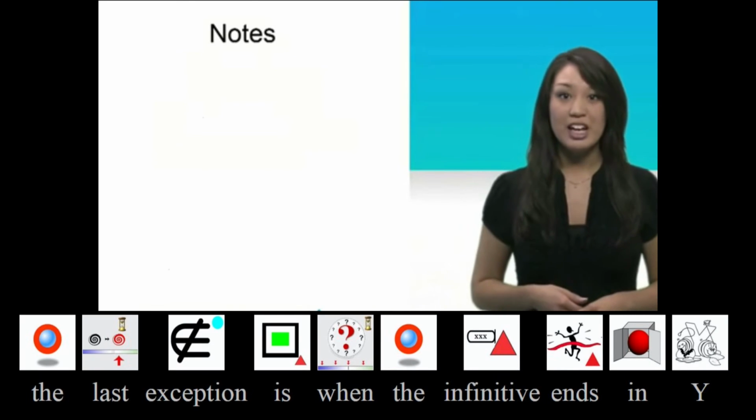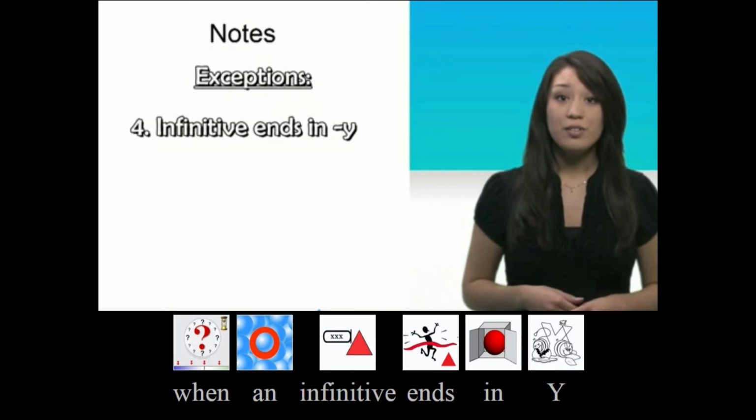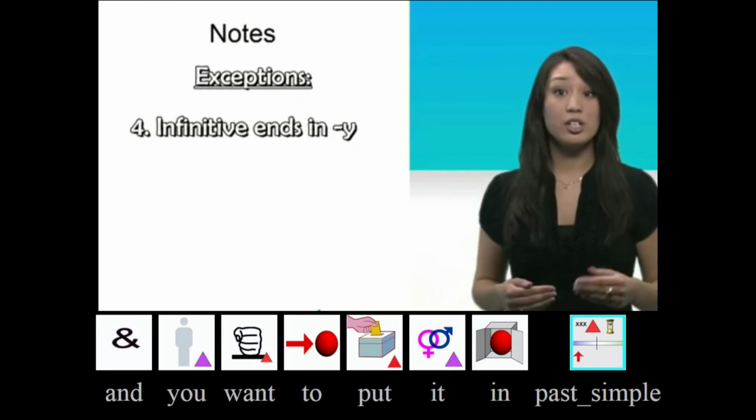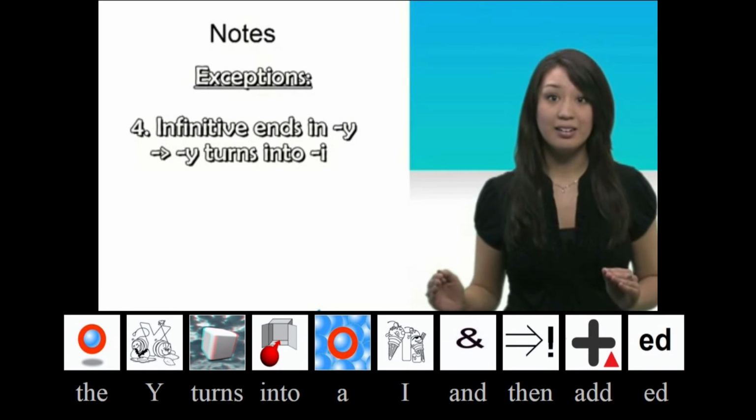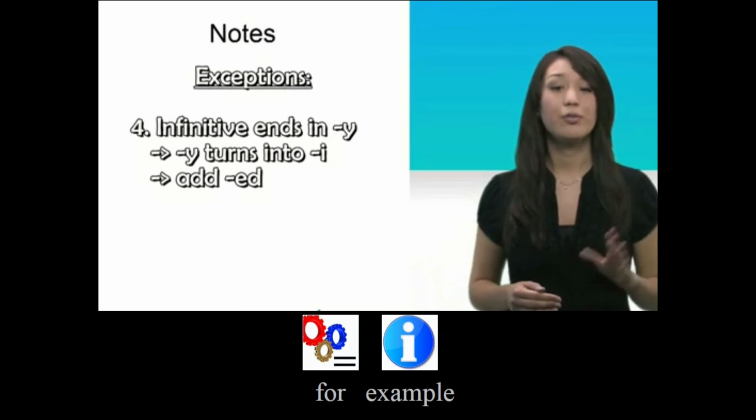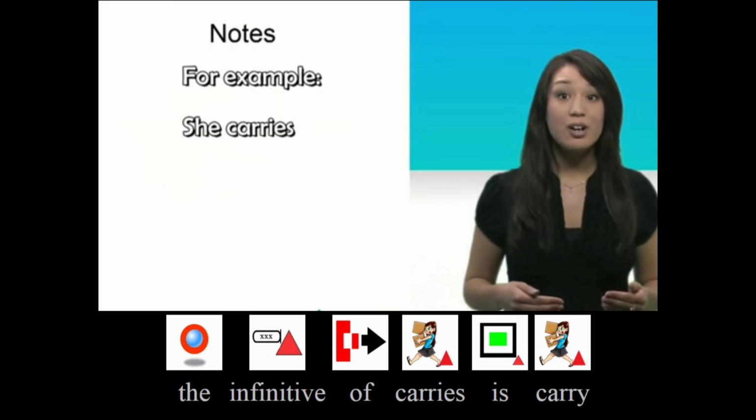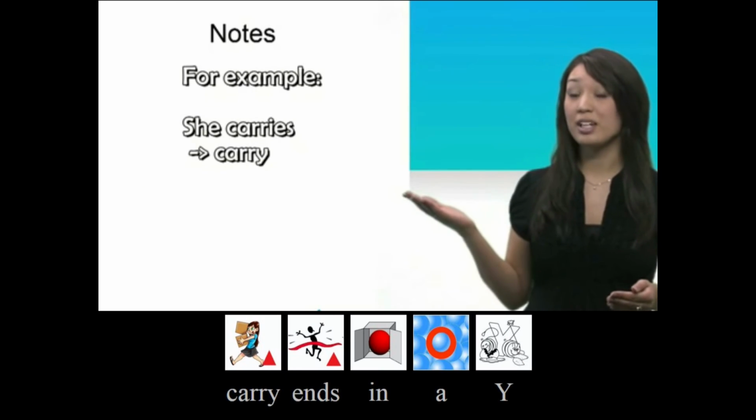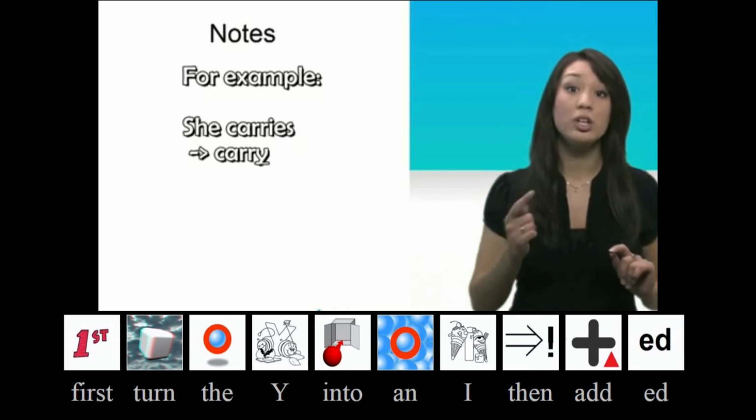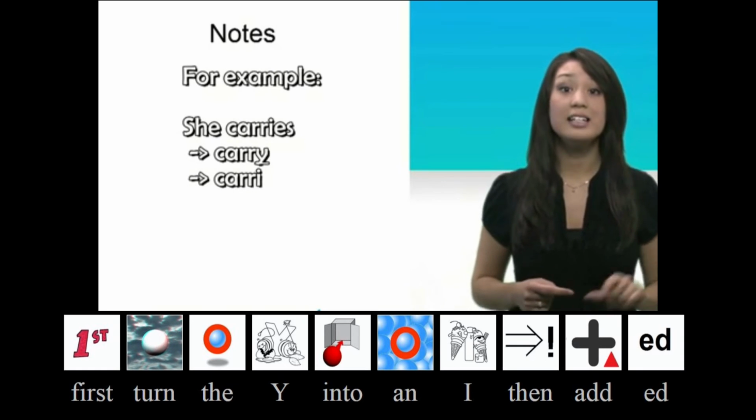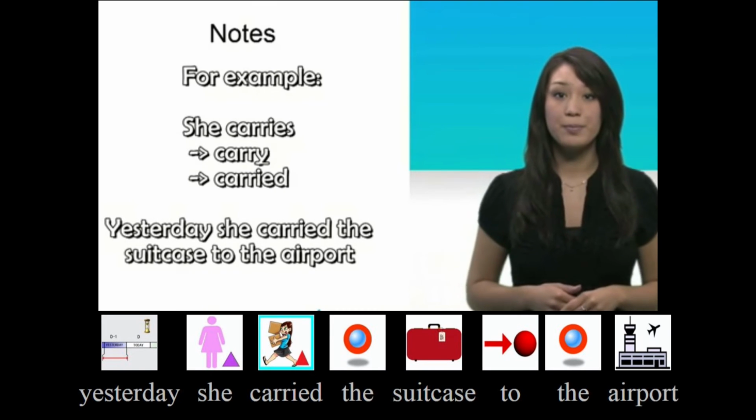The last exception is when the infinitive ends in y. When an infinitive ends in y and you want to put it in past simple, the y turns into an i and then add ed. For example, she carries. The infinitive of carries is carry. Carry ends in a y. First, turn the y into an i. Then add ed. Yesterday, she carried the suitcase to the airport.